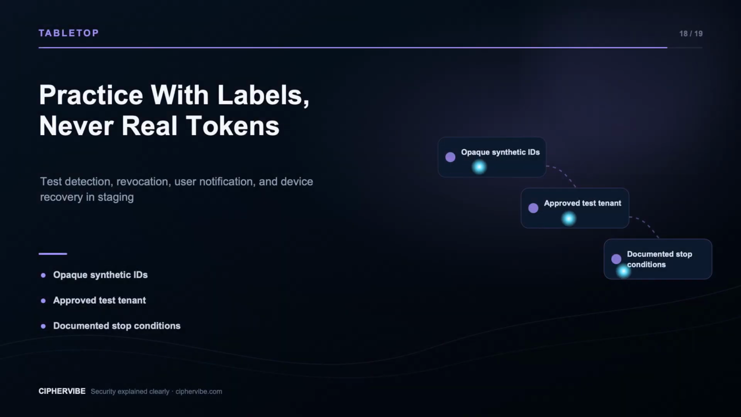Run a tabletop or approved staging exercise using opaque labels and synthetic accounts. Measure how quickly endpoint evidence reaches identity controls, whether users can view and revoke sessions, how high-risk actions trigger reauthentication, and whether response teams can contain the device and account without handling real session secrets.